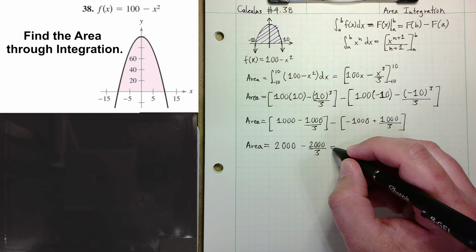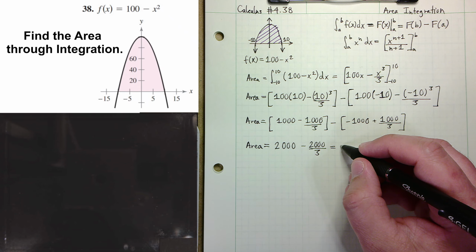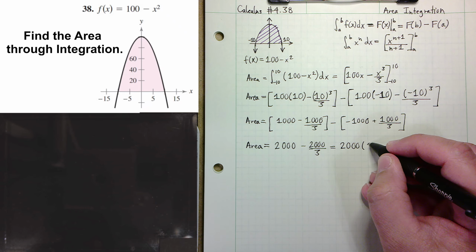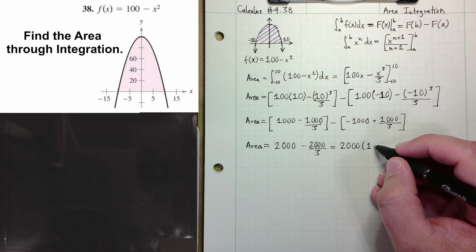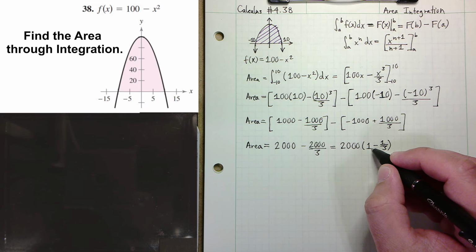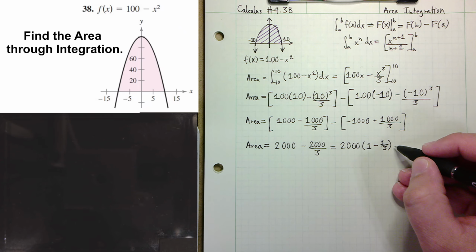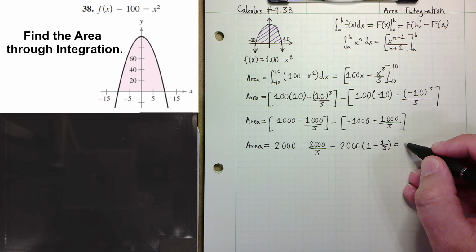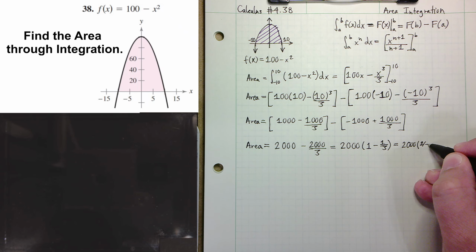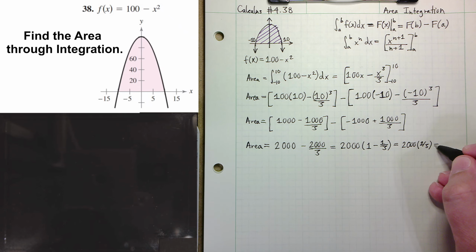We can then factor out the 2,000. And we have it multiplied now by 1 minus 1/3, both of these multiplied by 2,000 here. 1 minus 1/3 is 2/3, so it's 2,000 times 2/3. 2,000 times 2 is 4,000, so it's 4,000 divided by 3.